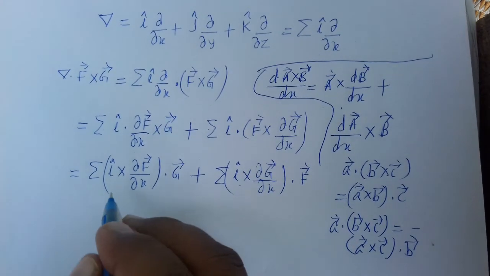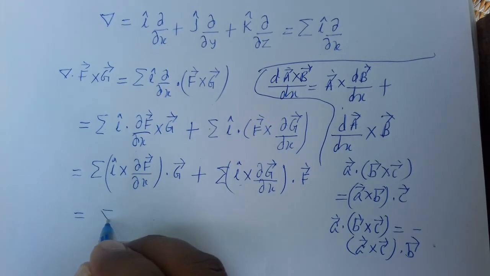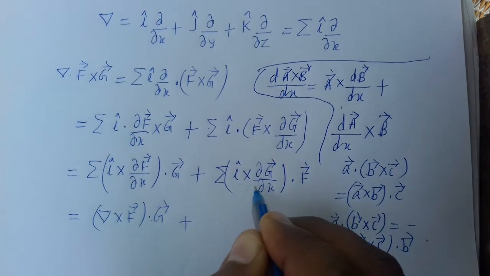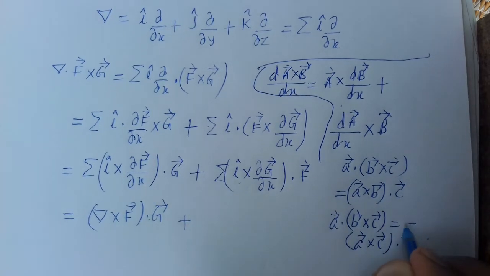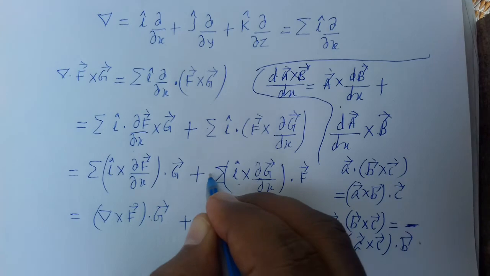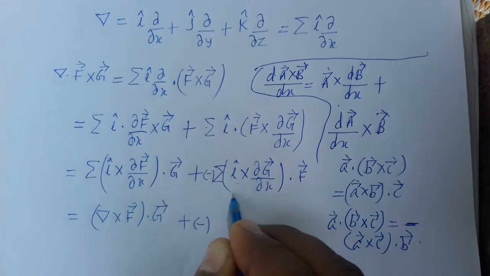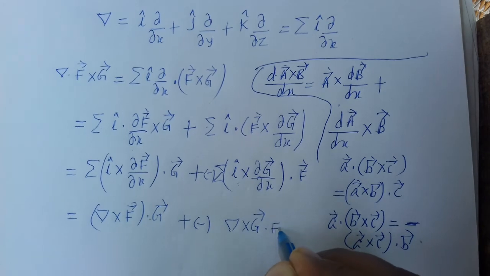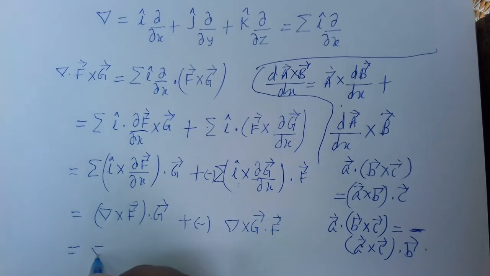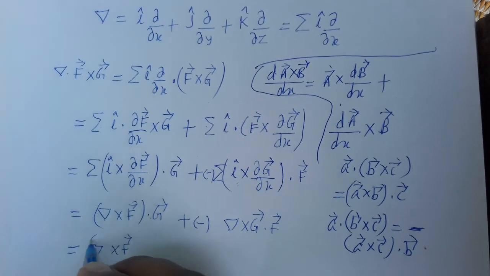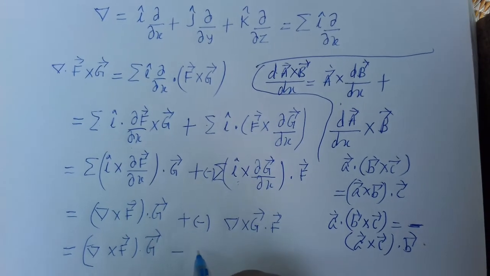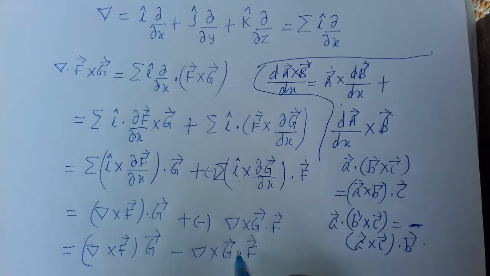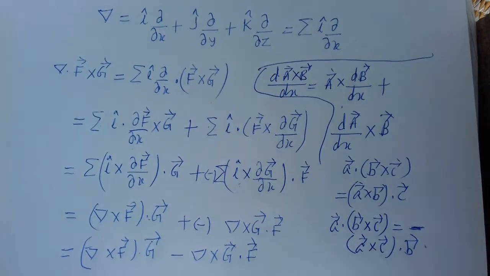So you understand this, and you know that this thing is nebula cross F dot G, and this part will be, here you see minus sign, so here will be minus, and this will be nebula cross G dot F. So finally we get nebula cross F dot G minus nebula cross G dot F.